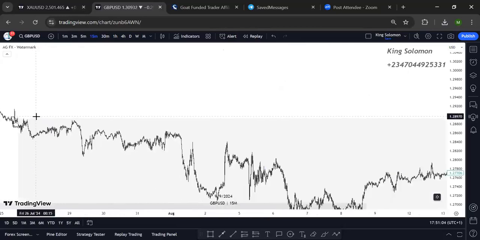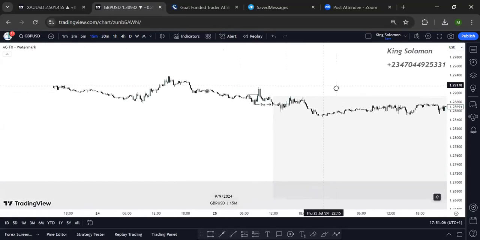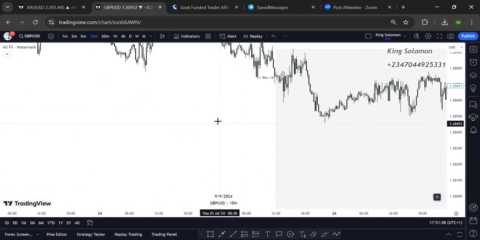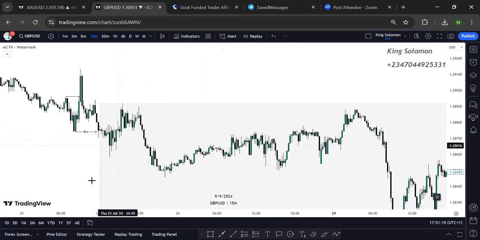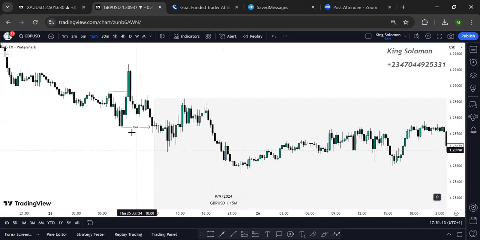Okay, I'm just going to do this with the 15 minutes time frame, okay? So looking at this, the last buy before this break of structure, where is it? The last buy before this break of structure, we can see that it was from this point.